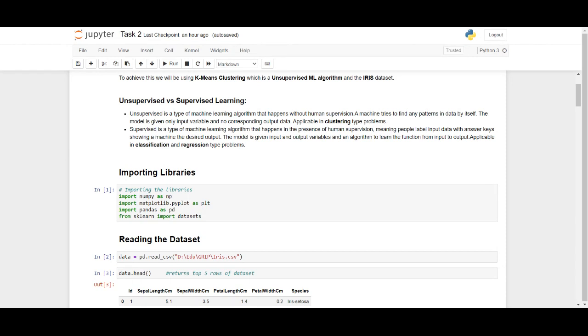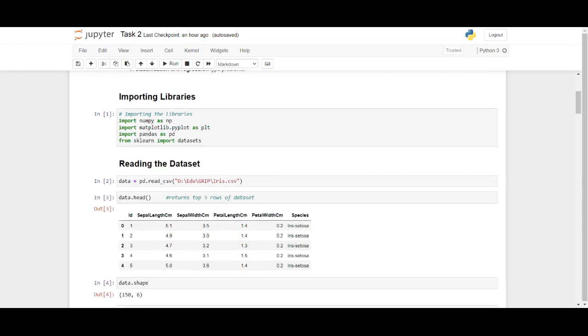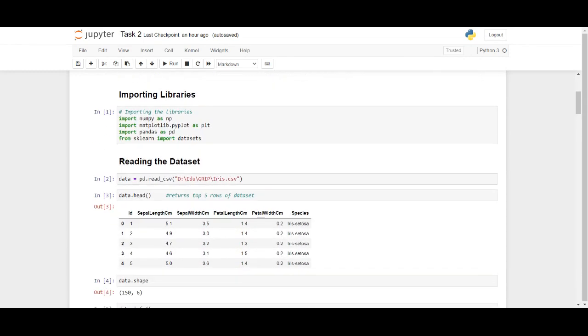Next, supervised is a type of machine learning algorithm that happens in the presence of human supervision, meaning people label input data with answer keys showing a machine the desired output. The model is given input and output variables, and the algorithm learns the function from input to output. This is applicable in classification and regression type problems.